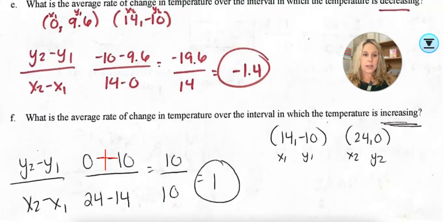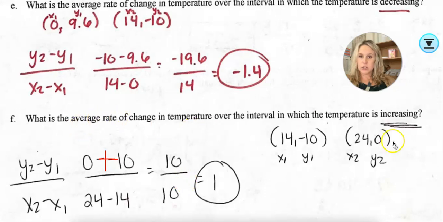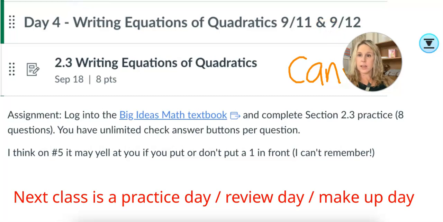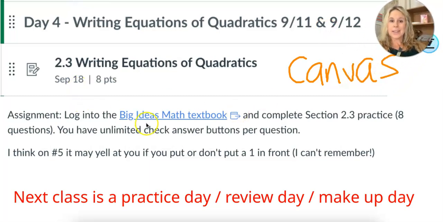Okay, so let me know if you have any questions on the average rate of change or how to find the interval, etc. But now you are finished with lesson 2.3, and your practice for today is located on Canvas. So it is a Big Ideas math textbook because Delta Math just wasn't good for this section. So if you click on Big Ideas on the home page or on Canvas, it'll take you there. You are going to do 8 questions. You have unlimited check answer buttons. And on number 5, there was some issue with number 5 last year, and I can't remember exactly what it is. It has to do with the number 1, and if you put it or if you don't put it. So I can't remember, but try and figure it out.